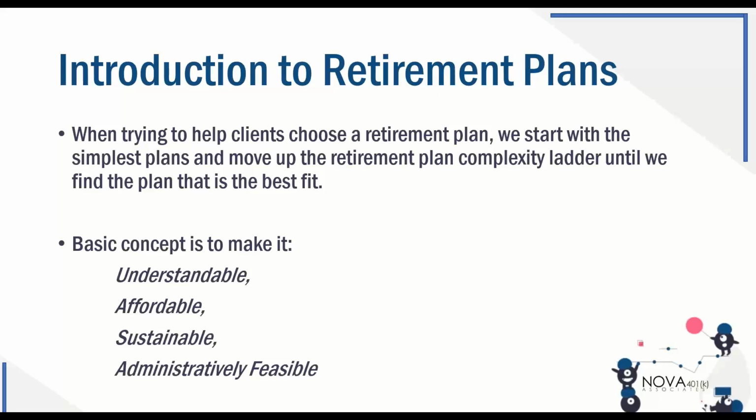So when we try to help clients, we try to find out more about the company and what their goals are, but we always start with the simplest plans. Simple is better. Simple is less expensive. It's easier to understand. It's more affordable. But we start there and then we move up what I call the retirement plan complexity ladder until we find the plan that is the best fit. Because sometimes more complex is a better fit.